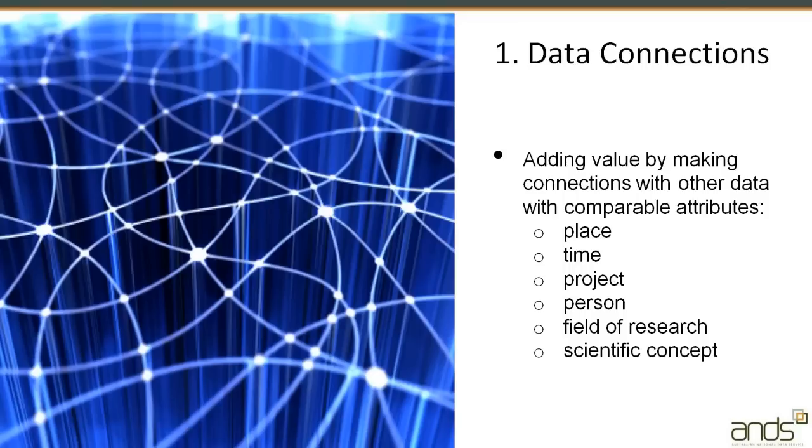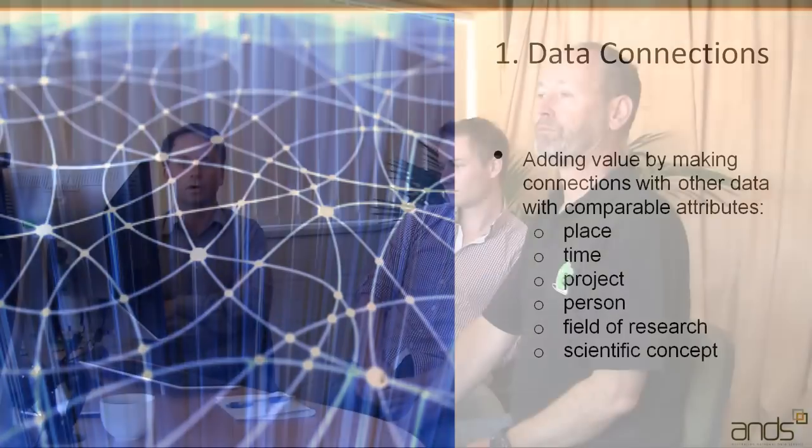Now, what are the basis of those connections? The basis of those connections are common attributes or common concepts. One very common concept to lots of things is the location. Most things happen somewhere, and lots of data reflect the fact that this observation happened here or happened in this region. So place itself is a common cross-cutting concept across data.